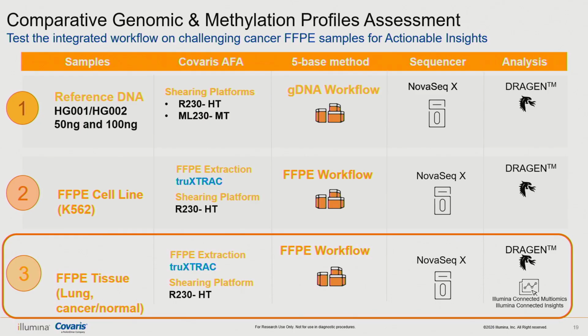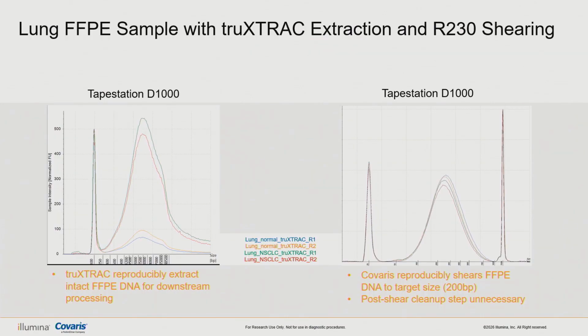So from this we took it to also, of course, look at real patient samples. So the last step then, we took lung cancer and compared it to lung normal tissue. And we extracted this with truXTRAC and ran it through our R230 platform for both the extraction and the DNA shearing and library preparation.